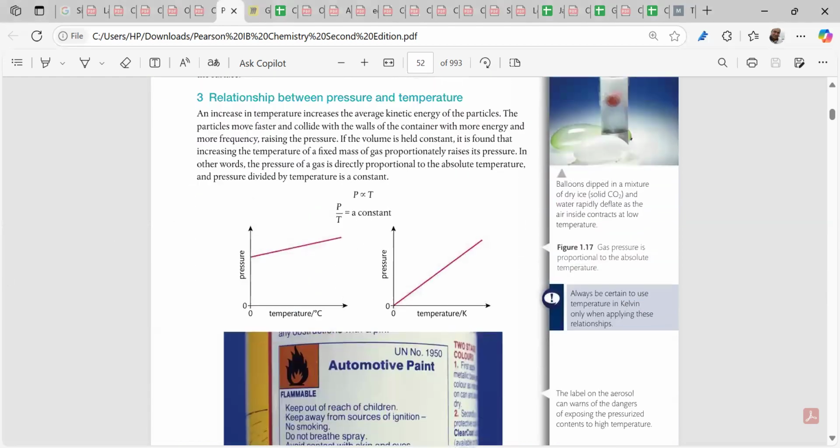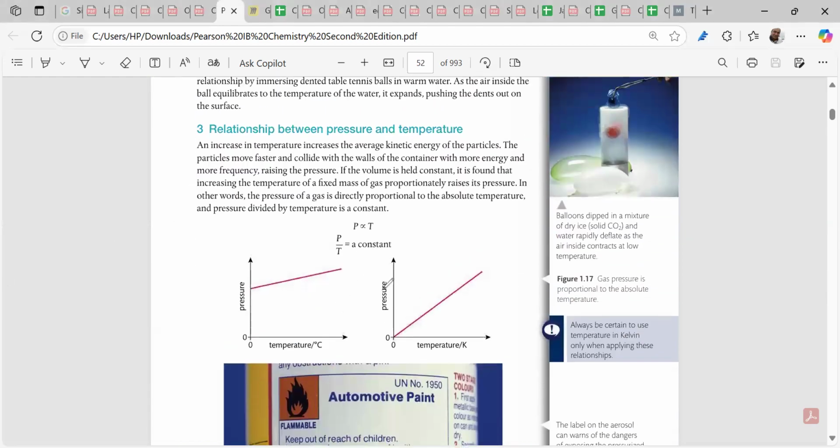Second comes Gay-Lussac's law. In Gay-Lussac's law, pressure is directly proportional to the temperature. If you increase the temperature, the pressure increases. Clear? Understood? So P by T is equal to a constant. You get my point, right?